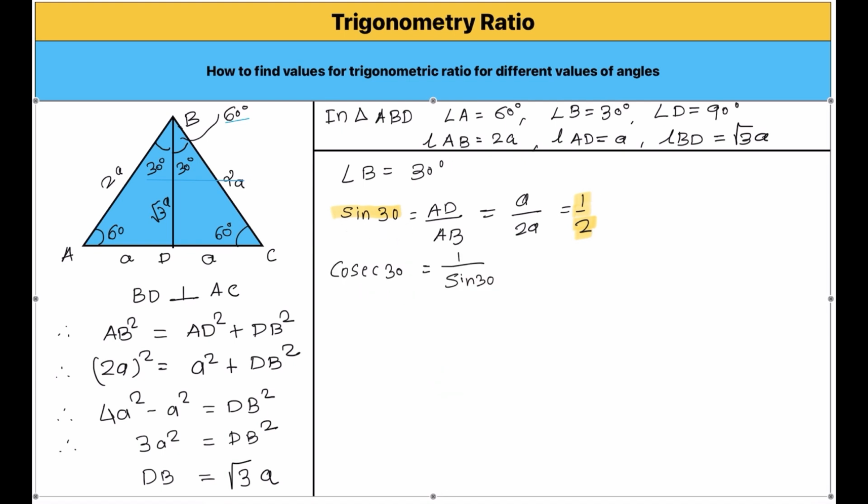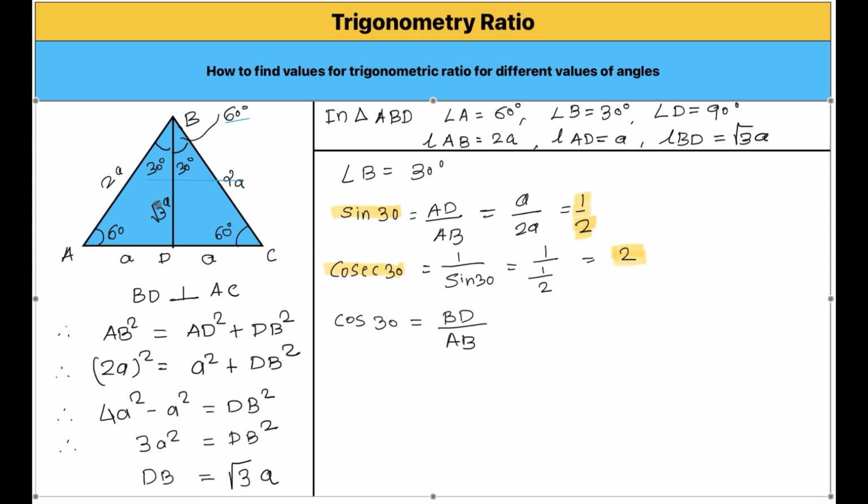We have already learned cosec 30 would be 1 upon sine 30. That means 1 upon 1 upon 2. 2 goes to numerator, so value of cosec 30 is 2. You can also find the cosec 30 value as, cosec 30 is hypotenuse upon opposite side. Hypotenuse is 2A, opposite side is A. 2A upon A, again 2. We get the same value.